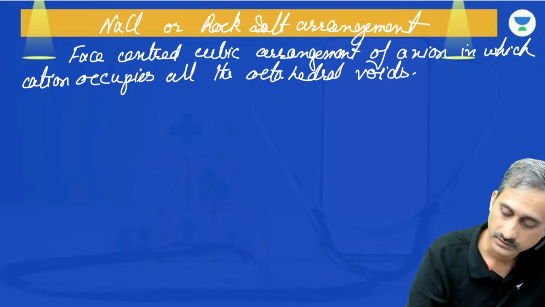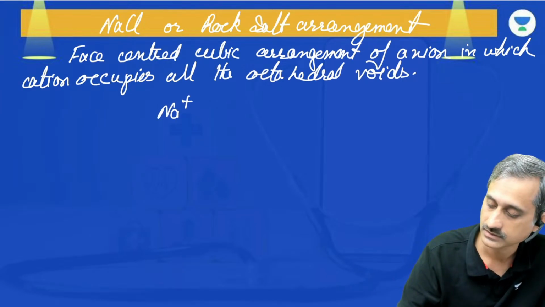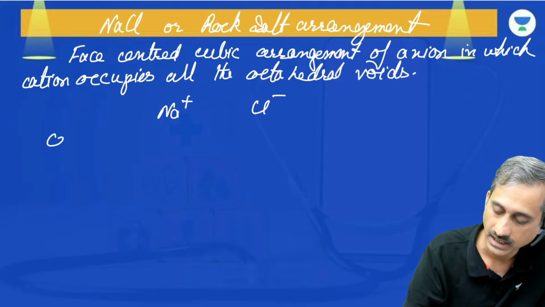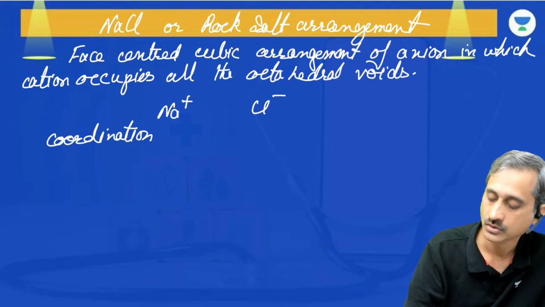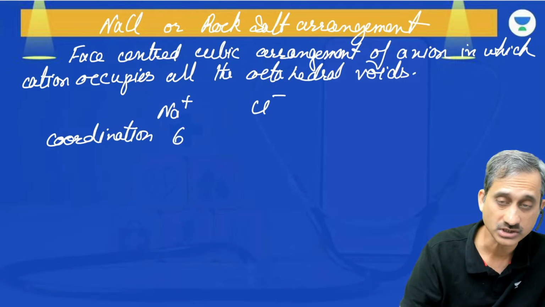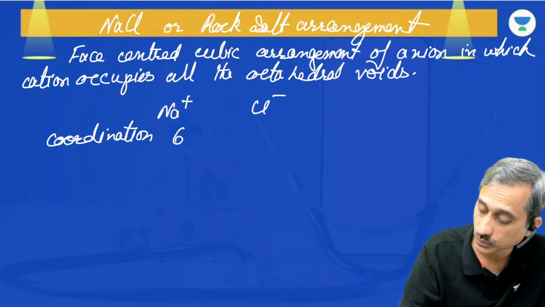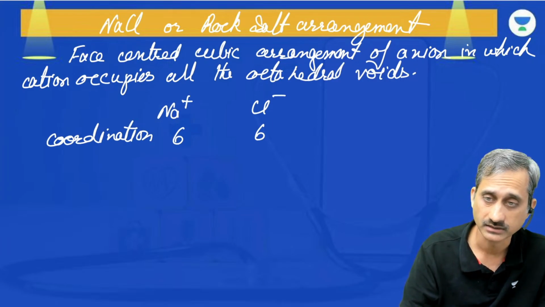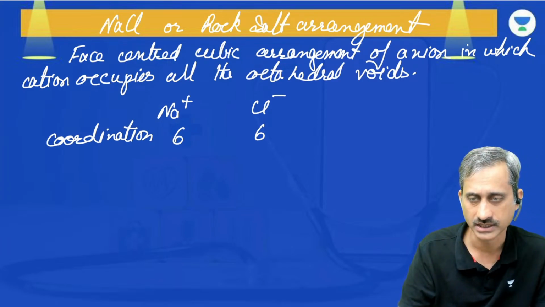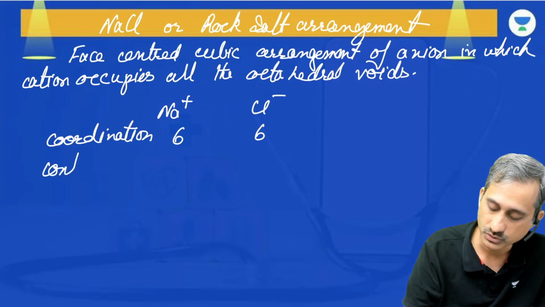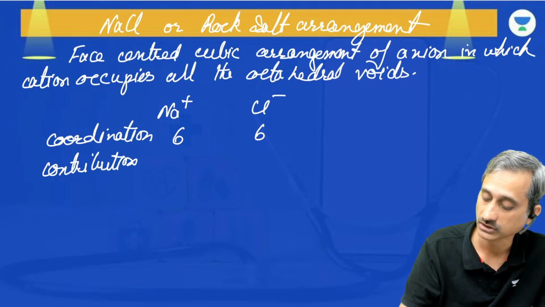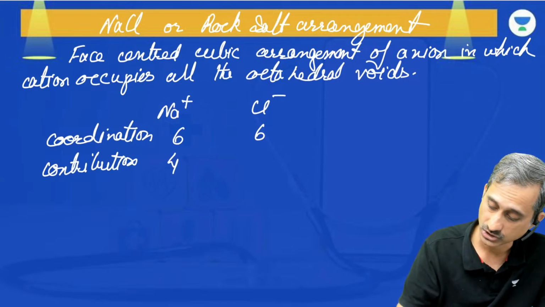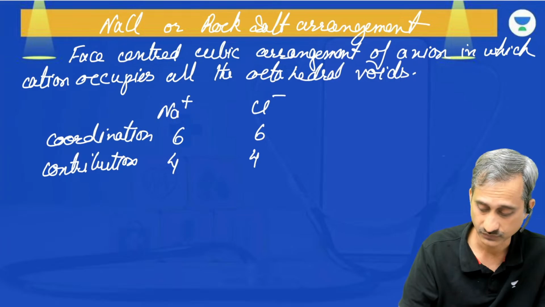So here we have Na plus, we have the Cl minus, and we have the coordination. Coordination of the sodium ion would be 6 because it's occupying the octahedral void, and chloride also is going to be 6 because it's surrounding the sodium ion. They are in each other's octahedral void. And then we have contribution. The contribution of the octahedral void is 4, and the contribution of the particle making the arrangement is 4.